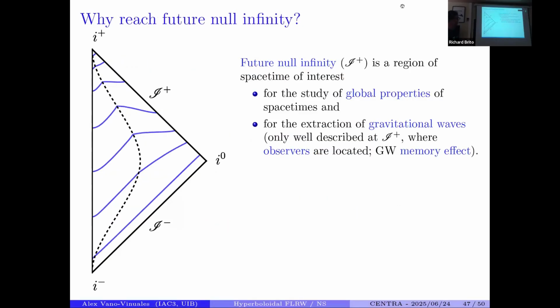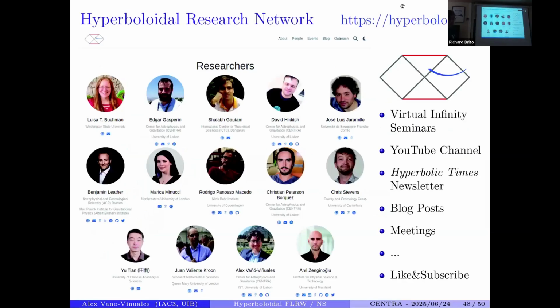Yeah, so, okay, I'm going to very quickly dash through. This was just the motivation for why null infinity is important, especially when we want to perform numerical relativity simulations that aim to create waveforms, and they can only be unambiguously measured at scri plus. And so you may have heard about the Hyperboloidal Research Network, of which some members here you may know.